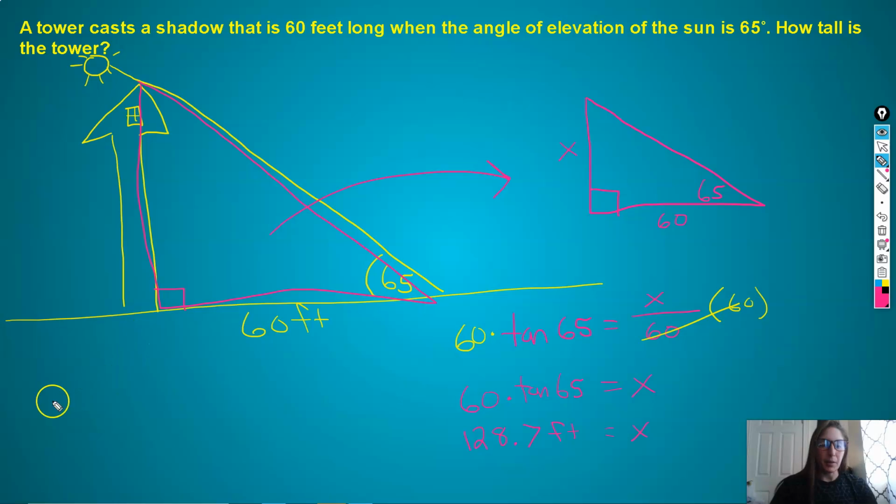And so how should I answer my question? How tall is the tower? The tower is 128.7 feet. And there we go. Also, because we're measuring in degrees, make sure your calculator is on degree. If your calculator is on radian, you're going to get an entirely different answer here.